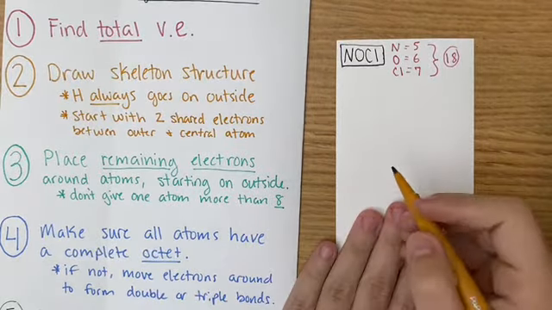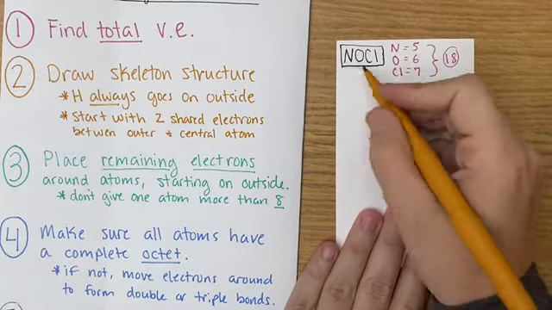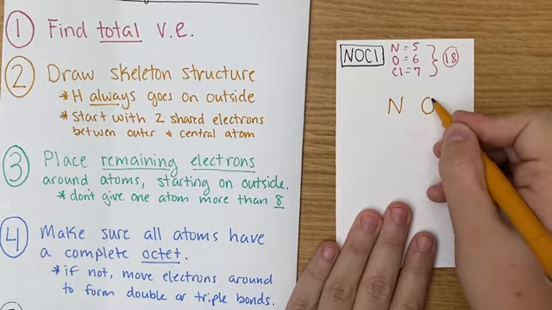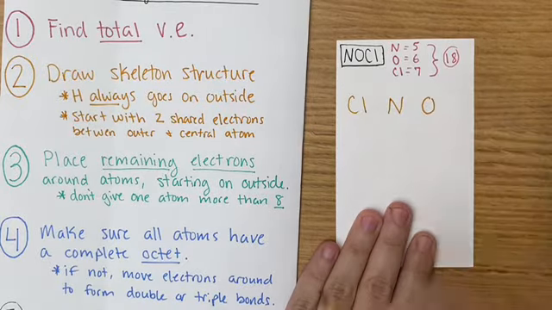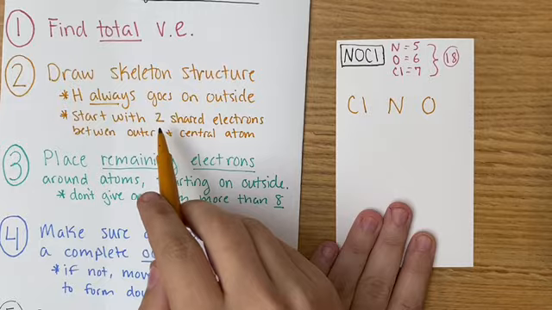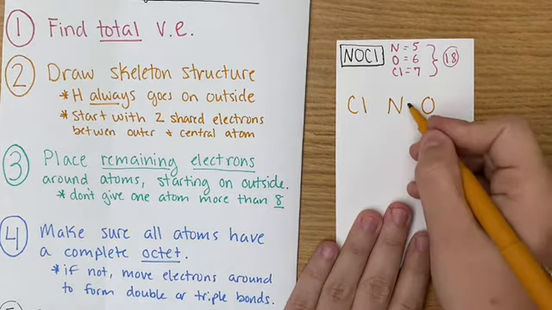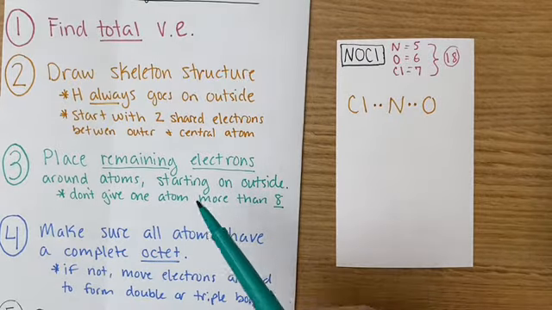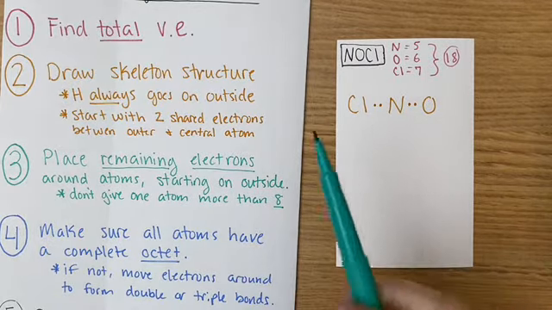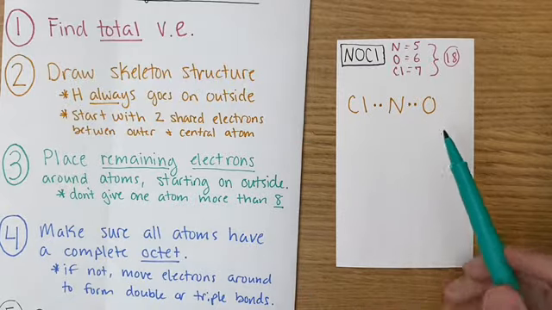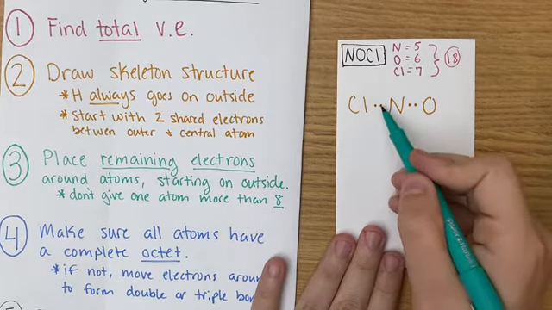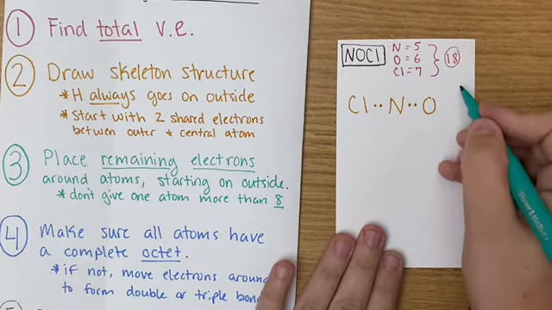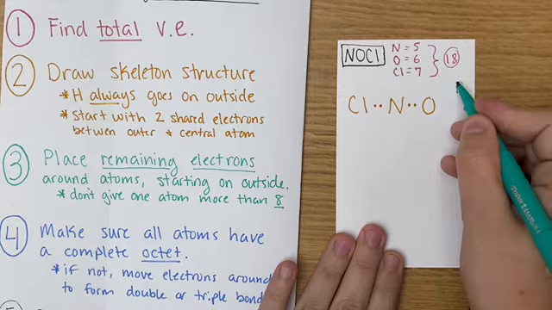Step 2 is draw a skeleton structure. I'm going to put my first atom in the middle and my other atoms on the outside of that. I'm going to start with 2 shared electrons, so 2 shared here and 2 shared here. Step 3 is replace remaining electrons around the atoms, starting on the outside. I've already used 1, 2, 3, 4, and remember I only have 18, so that means I have 14 left that I need to put somewhere.